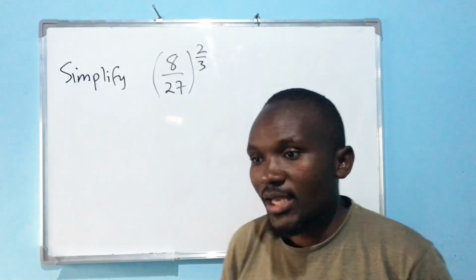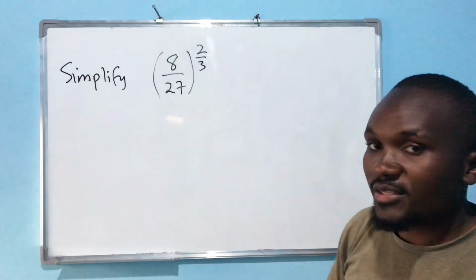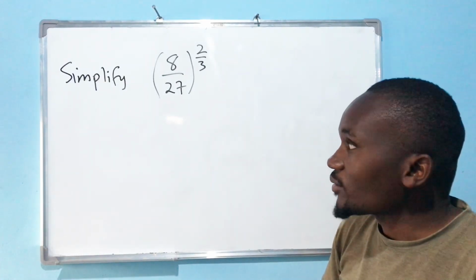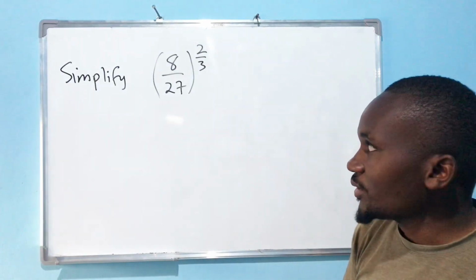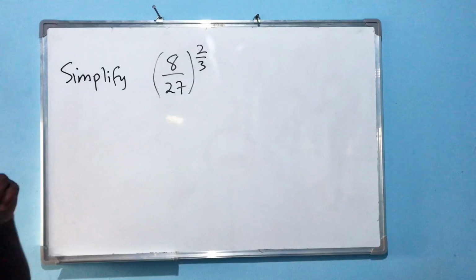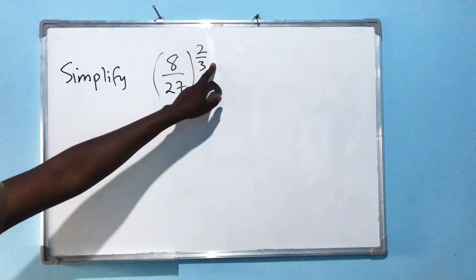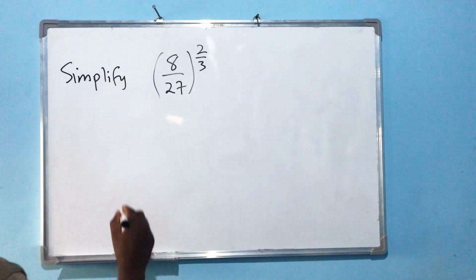Okay, so today we want to simplify 8 over 27 raised to the power of 2 over 3. Okay, so how do we go about simplifying this? The first thing that we want to do here is distribute this exponent to the numerator and the denominator as well.